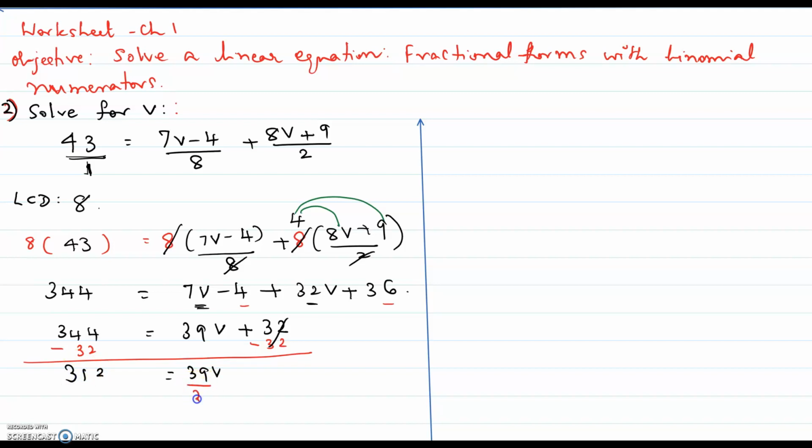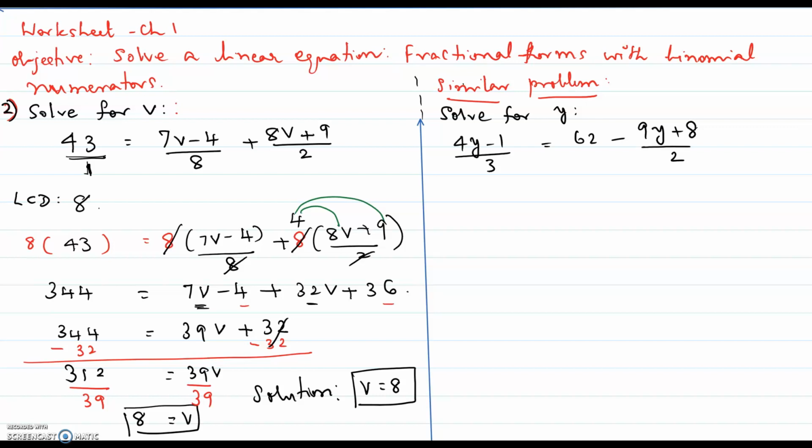Then isolate the v by dividing by 39. So we get v equal to 312 over 39, that will be 8. So the solution to this problem is the variable v equal to 8. It can also be verified by plugging this v equal to 8 into the original equation and making sure that both sides yield the same value.